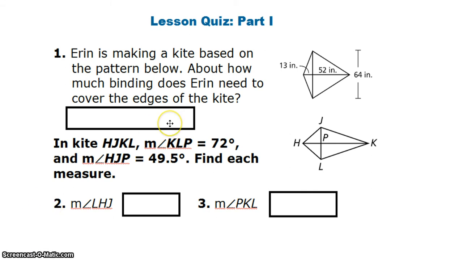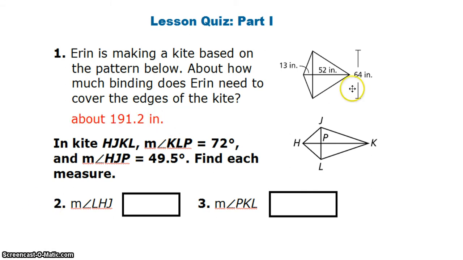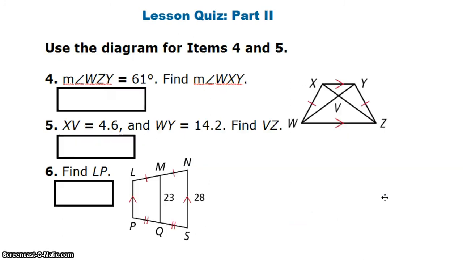Go ahead and pause, give it a try, and come on back. Okay, and how much binding does Aaron need? About 191.2 inches. In this kite, find the measure of angle LHJ, and it is 81 degrees. PKL, down here, is 18 degrees. Pause and come back.